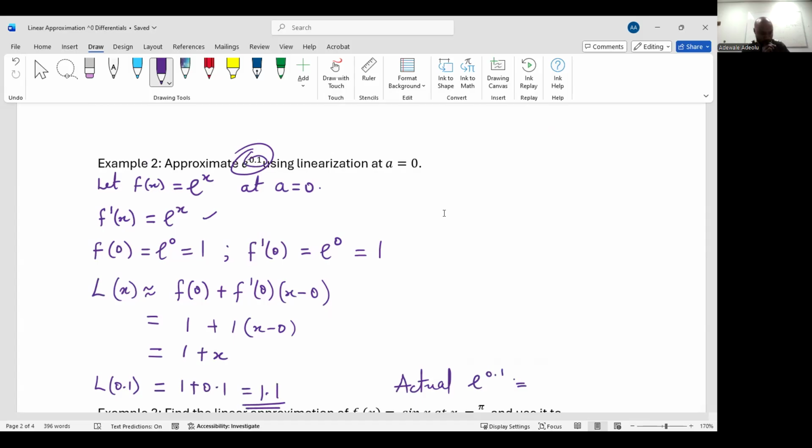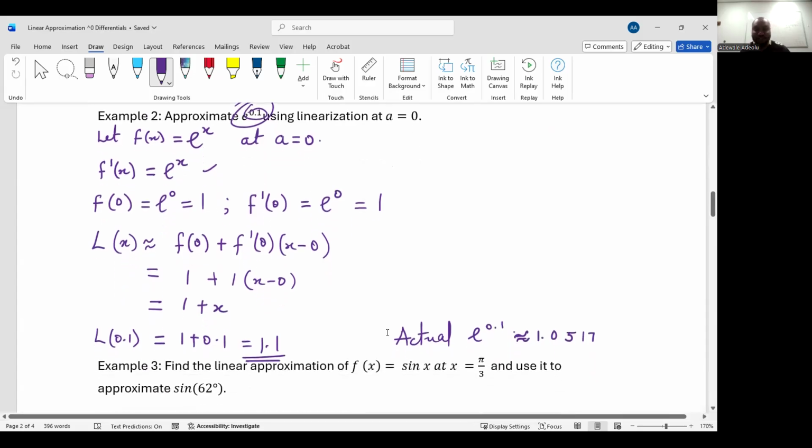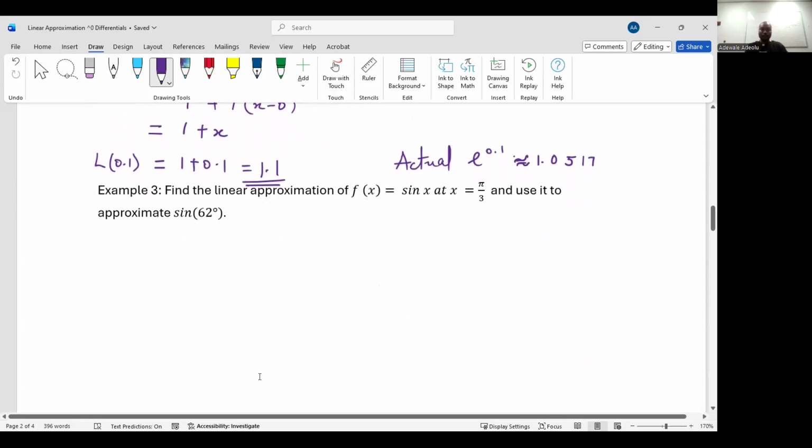e raised to 0.1. So I have 1.0517 and so on. So I will just say approximately this, which is 1.01. So see, it is the same. So we use a linear function to get the value of the exponential because we were able to linearize the exponential function at a equals 0. Okay.